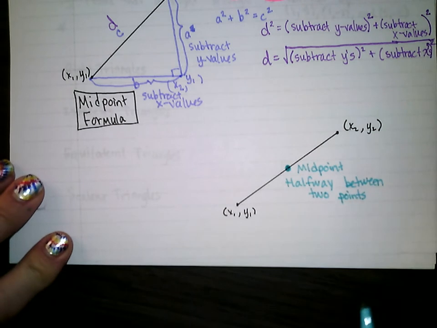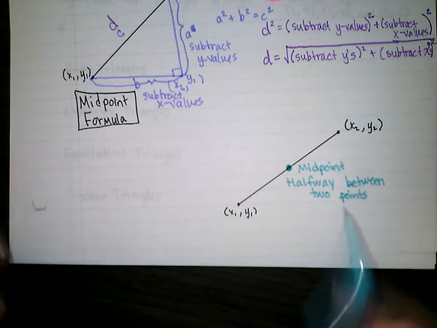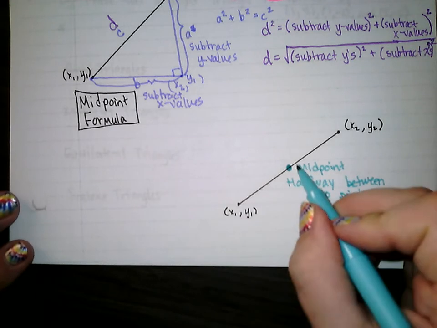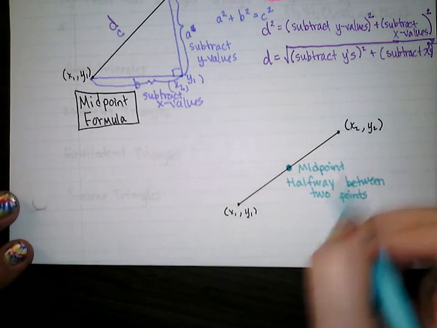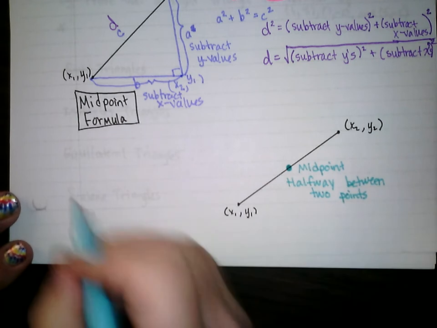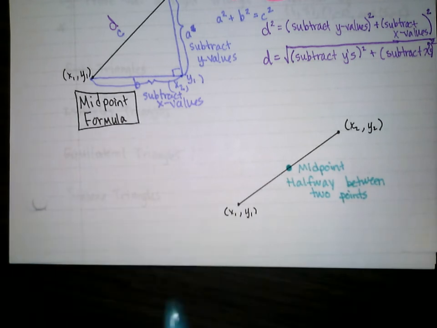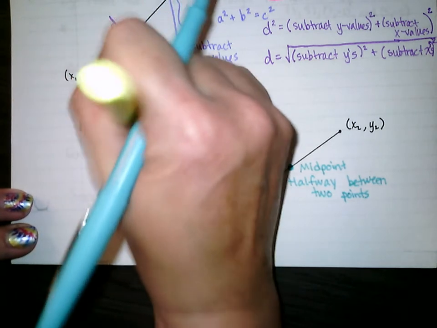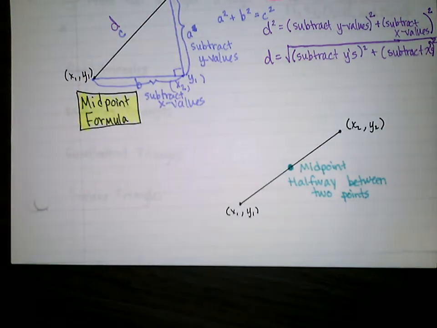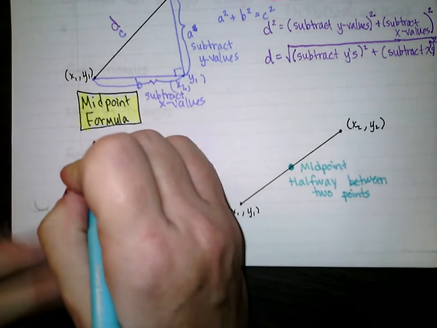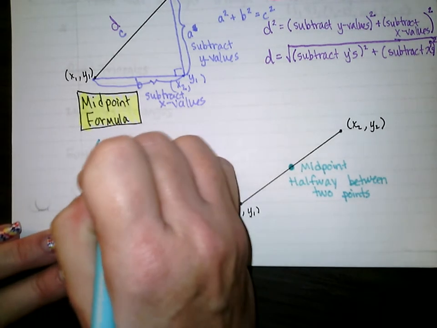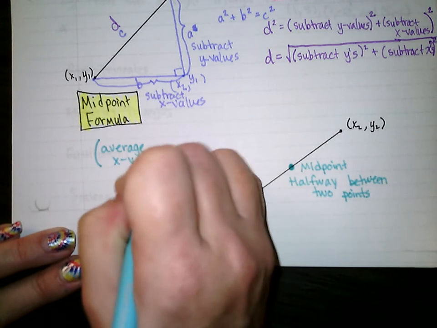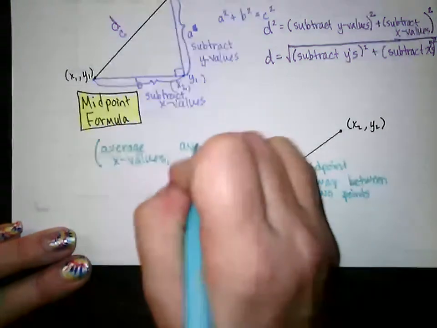To find that midpoint or the middle distance, what we're going to do is average the x values and average the y values. So when I do the midpoint formula, for my own personal preference, I don't like to use x sub 1s and y sub 1s like that. I just say that I'm going to average the x values and I'm going to average the y values.